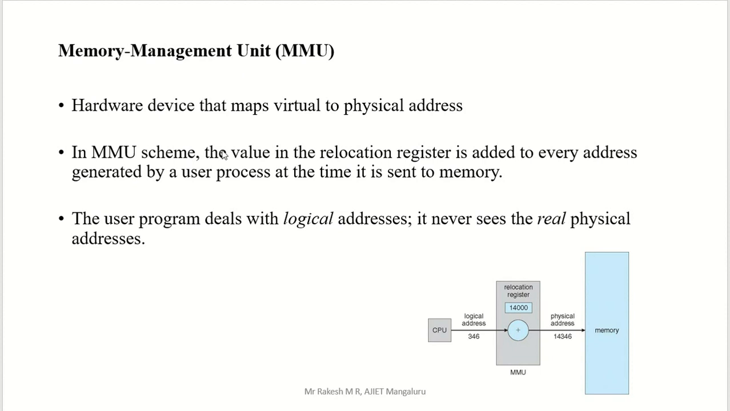In the MMU scheme, the value in the relocation register is added to every address generated by a user process at the time it is sent to memory. That is a general statement. Mainly, the memory management unit is used to convert your logical address to physical address. The logical address is generated by the CPU and the physical address is observed in the memory.